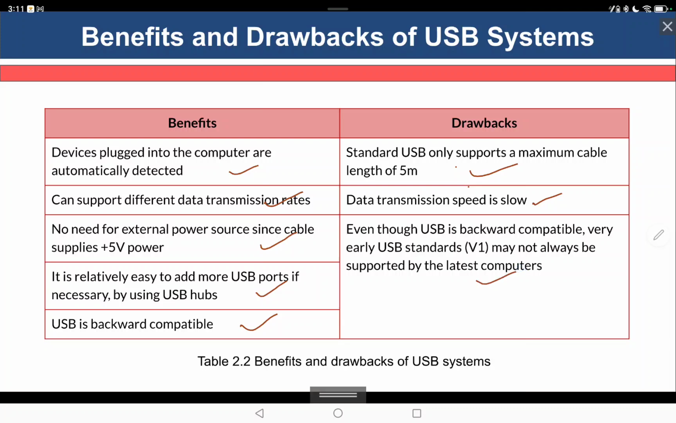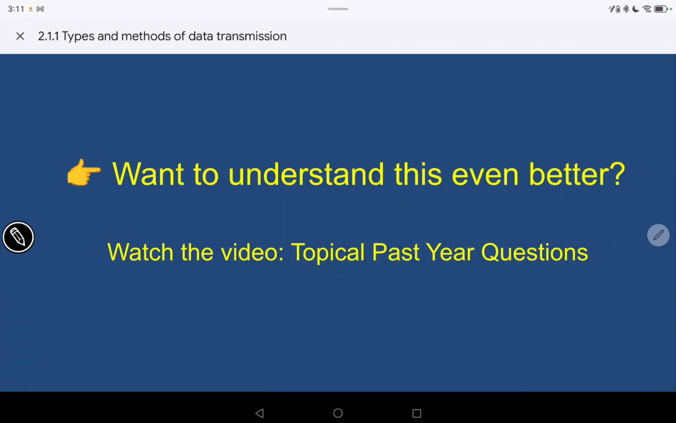And lastly, even though USB is backward compatible, very early USB standards may not always be supported by the latest computers. So there are some very old USB devices that might not work on modern computers, even though the newer USB versions generally support older ones. So these are the benefits and drawbacks of the USB system.